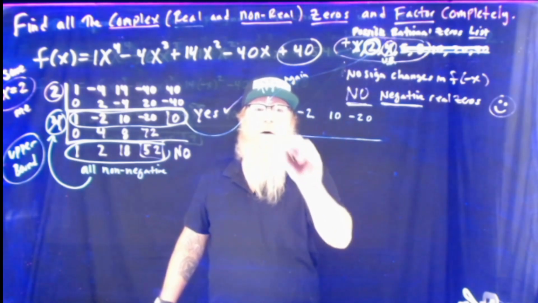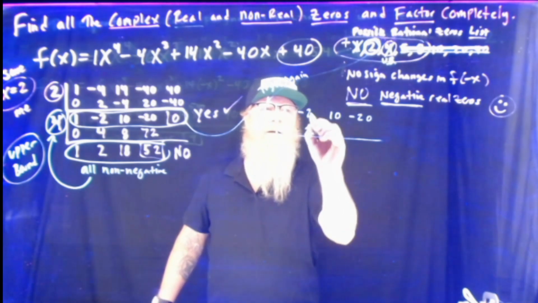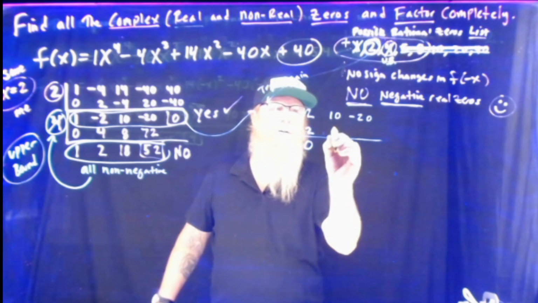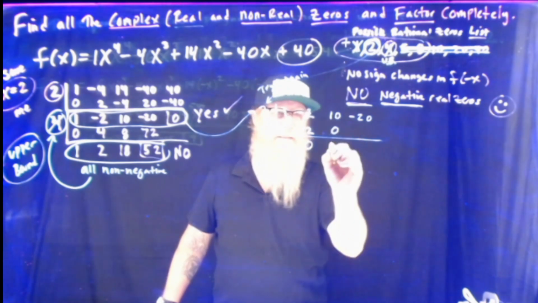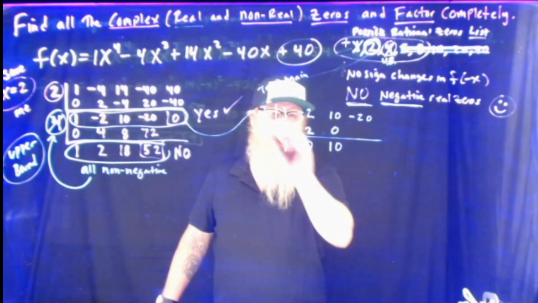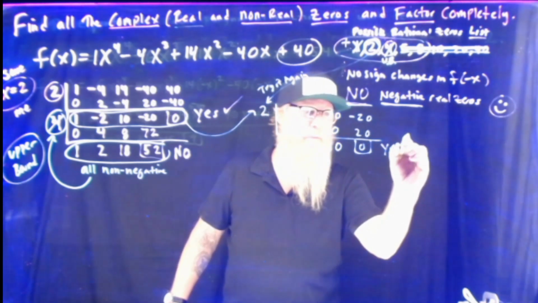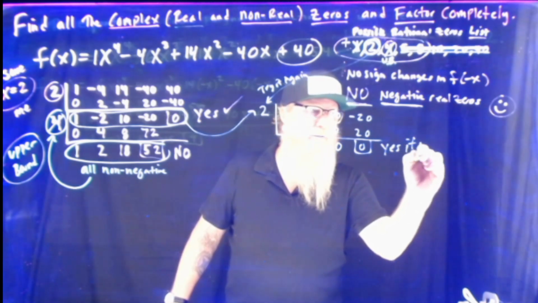1 plus 0 is 1. 2 times 1 is 2. -2 plus 2 is 0. 2 times 0 is 0. Looking pretty good. 10 plus 0 is 10. 2 times 10 is 20. Yay, it worked again. It works again.